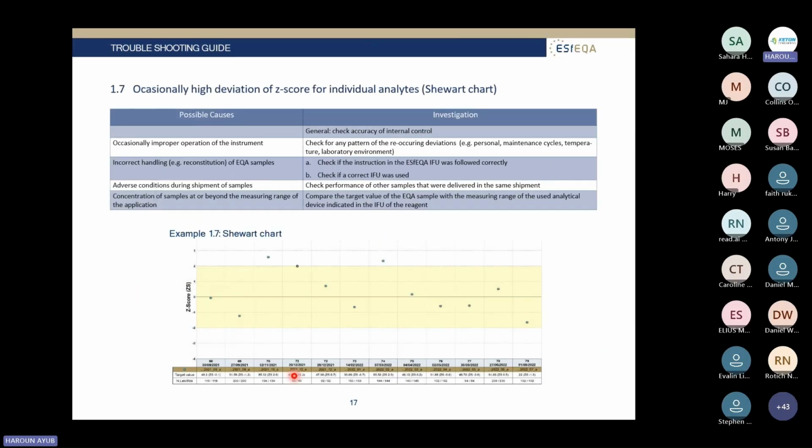All right. So occasionally high deviations of Z-score for individual analytes, Shewhart. So improper operation of the instrument, incorrect handling of the EQA, adverse conditions, or concentration of the sample beyond the range. So this is a case where you're finding it's not consistent. You're just having very varied peer or Shewhart grouping. So this might be indicative of those particular reasons.